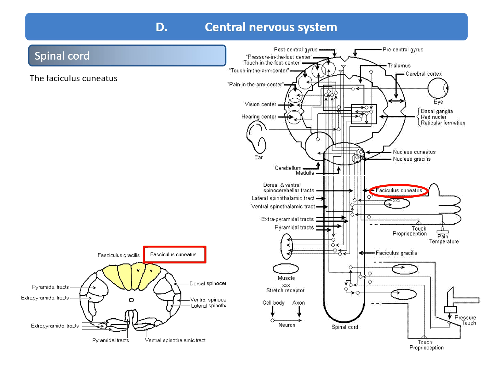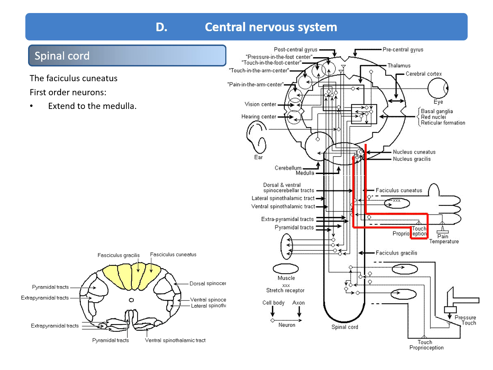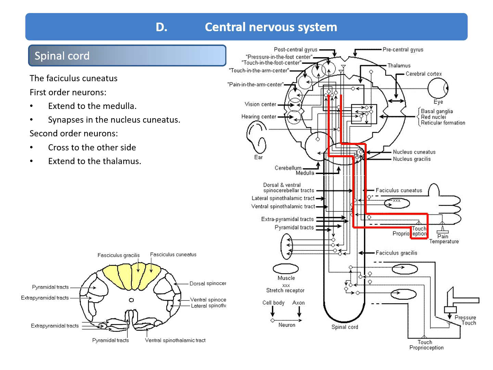Notice it's located in the cross-section of the spinal cord, slightly lateral to the gracilis. First-order neurons travel from the receptor into the spinal cord and extend up to the medulla. They synapse there in the nucleus cuneatus. The second-order neurons then travel from that nucleus, crossing to the opposite side and ending up in the thalamus.